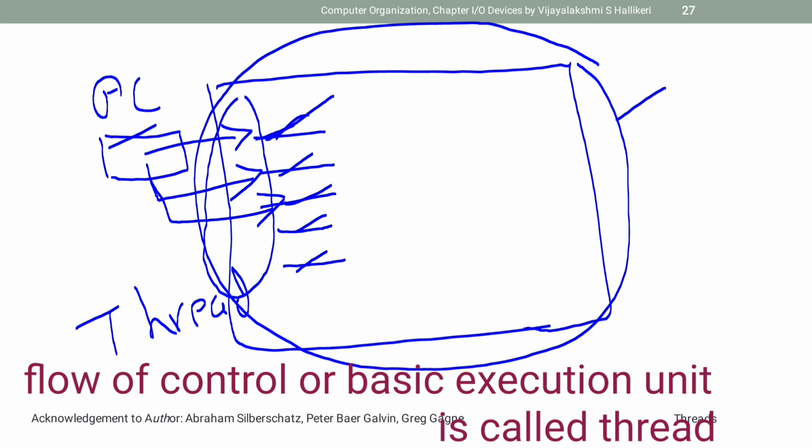So in this process, how many threads are there? Only one. What does it mean? Only one flow of control. Only one thread is there. Such a process is called a heavyweight process.